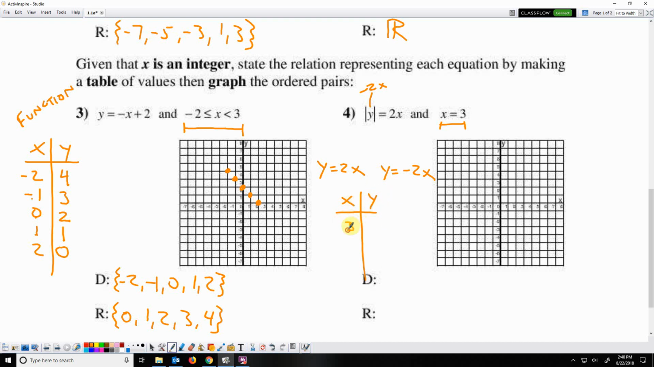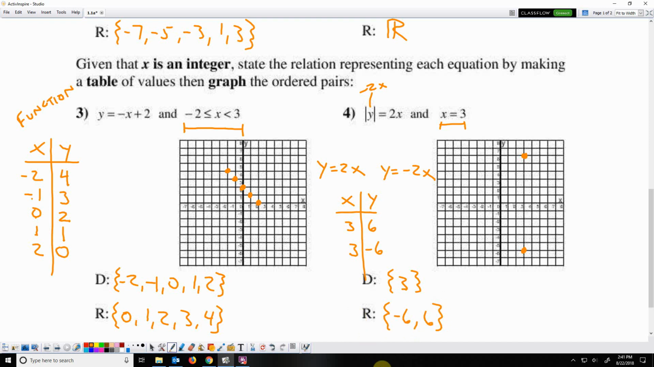So if x is 3, and I plug that into the first equation, y equals 2 times 3, my output is 6. But also if x is 3, and I plug it into the second equation, negative 2 times 3 is negative 6. So I get the 2 points, 3, 6, and 3, negative 6. The domain is 3. I don't have to list it twice just because I've used it twice. It's the same number, so the domain is 3. That's the only x value used. The range is negative 6 and positive 6.